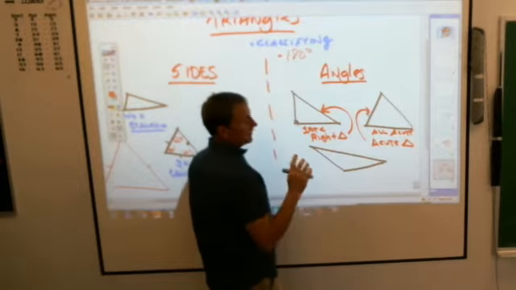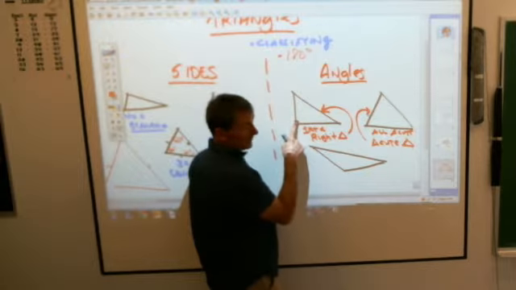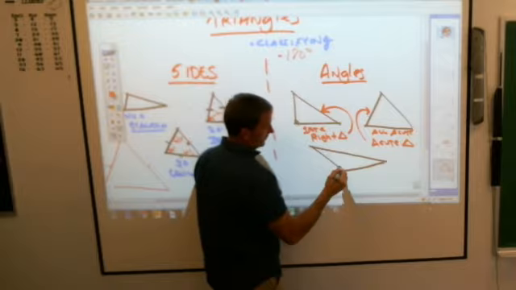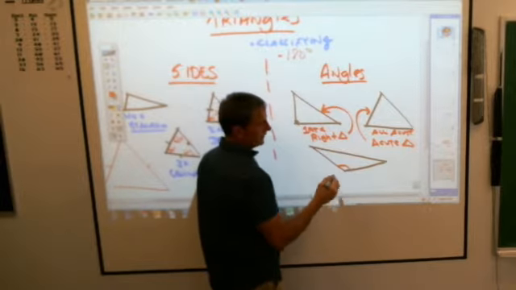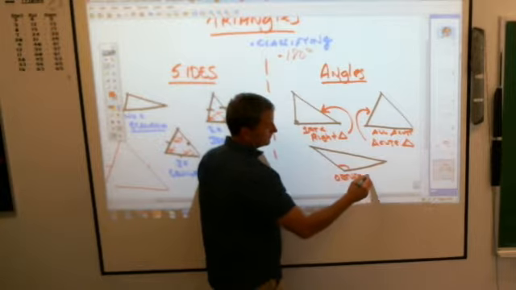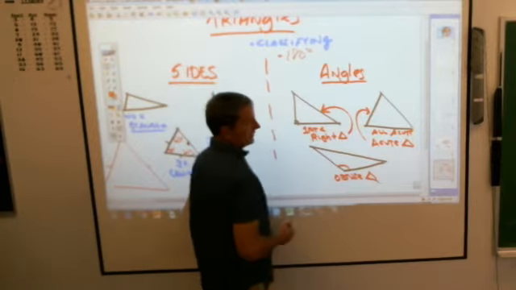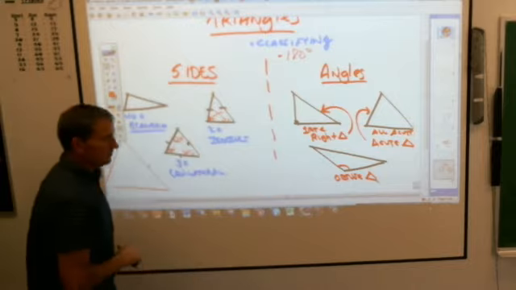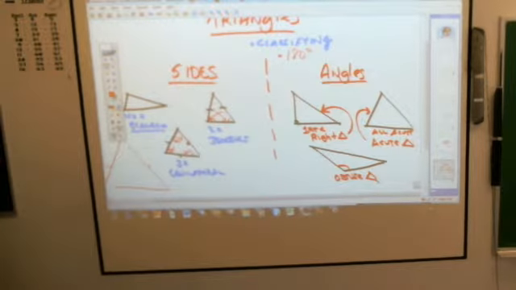By the way, a triangle can only have one right angle in it. There's no way you can draw a triangle that has more than one. And the same thing for this. If it has one obtuse angle in it, it's called an obtuse triangle. You can't have more than one angle that's bigger than 90 degrees.